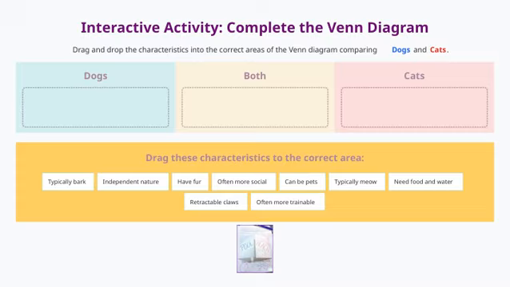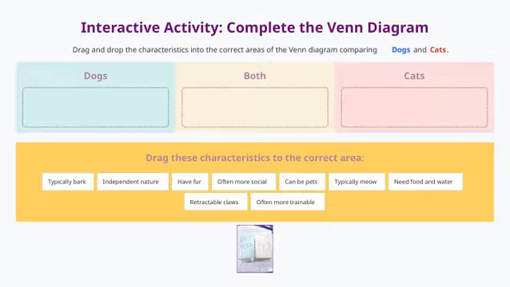As we go through, think about what makes each animal unique, but also what they might share. For example, you'll see "typically bark." That's something specific to dogs. On the other side, "typically meow" is unique to cats. Some traits are shared, like "have fur." Both dogs and cats have fur.